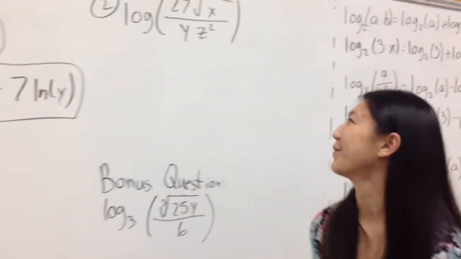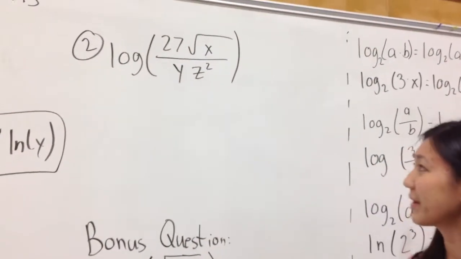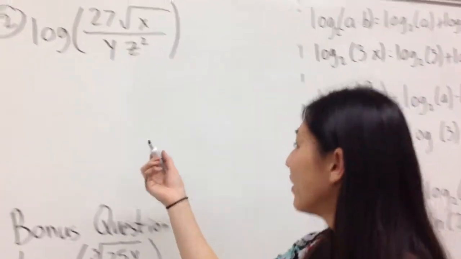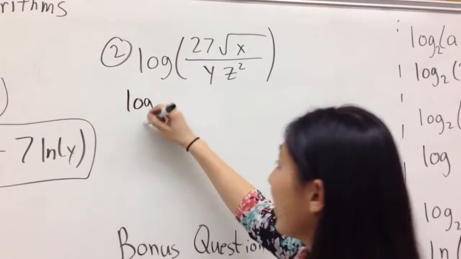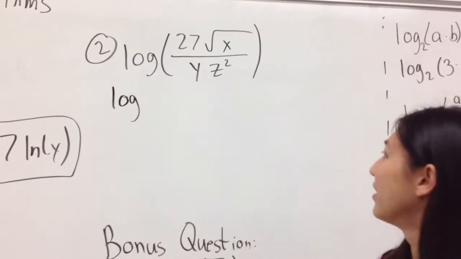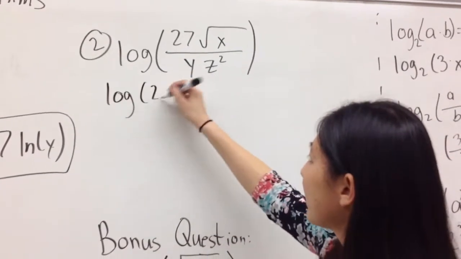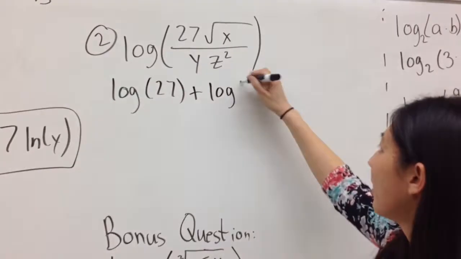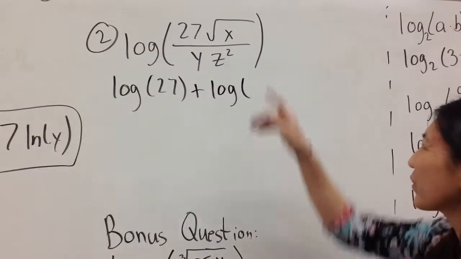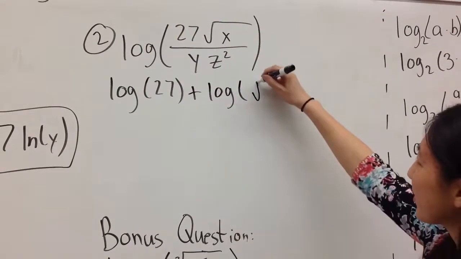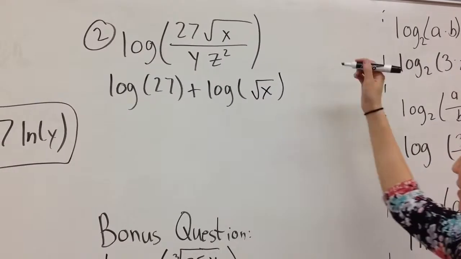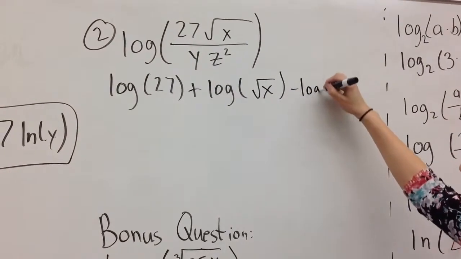Alright, let's look at our next example. Again, I'm going to split it up into multiplying and dividing. So we have log, and again, this is base 10, right? So log of 27, that's going to be plus log of the square root of x. Actually, let's go ahead and write the square root of x. We're going to change that in a little bit in our next step. It's going to be minus log of y.